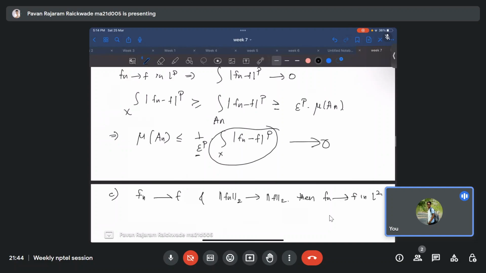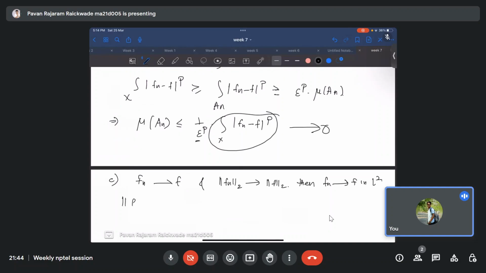Okay, let's see. Norm of Fn minus F. You can try, maybe this is always true in a Hilbert space. That's a different exercise you can go through. Now we'll just prove it with respect to L2. Okay, so what is this? This is the integral over X of modulus of Fn minus F squared d mu.